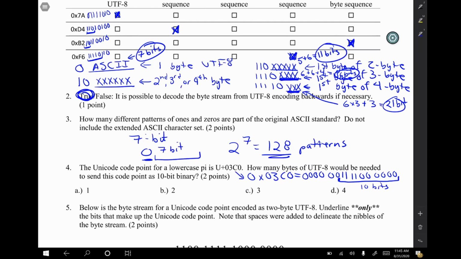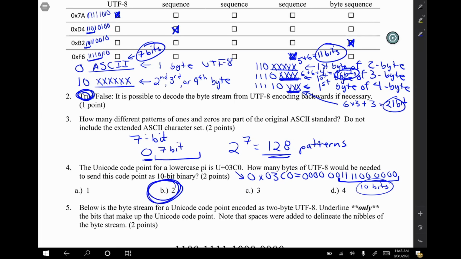And we come back down to problem number 4. Problem number 4 says, well, I need 10 bits. What is the smallest sequence that will allow me to transfer 10 bits? Well, 1 byte UTF-8 is too small. It only goes up to 7 bits. 2 byte UTF-8, however, allows us 11 bits, which is enough to carry the 10 bits of the lowercase pi. So 2 bytes is enough.